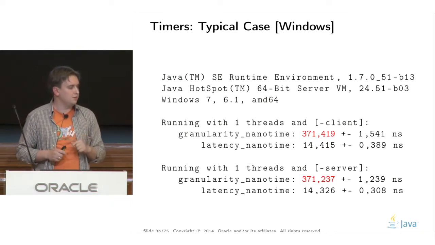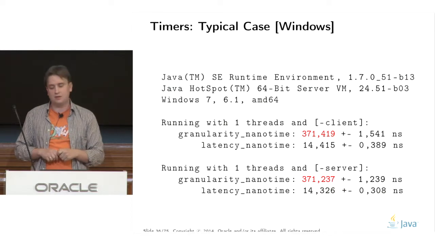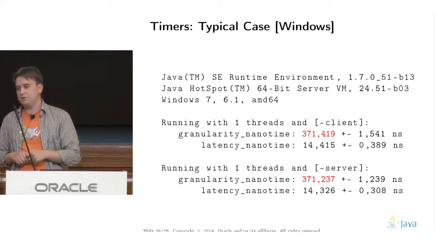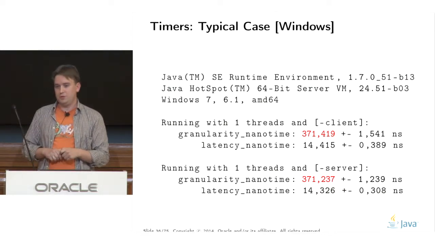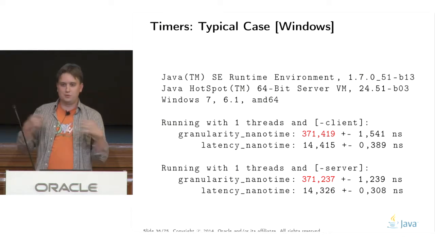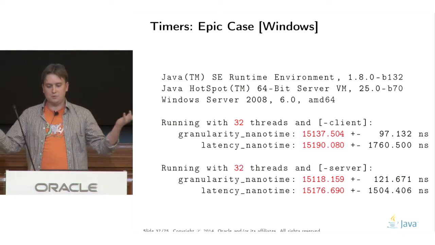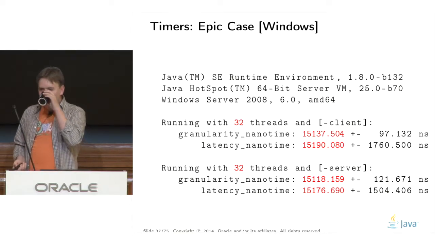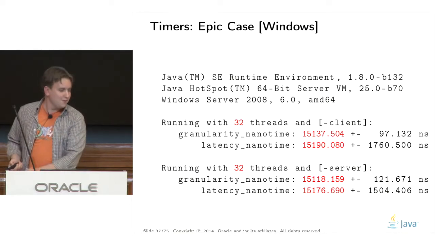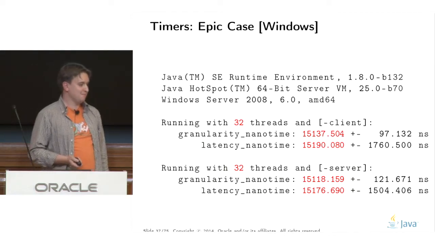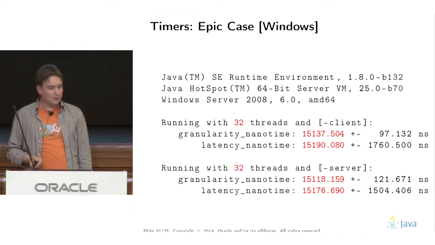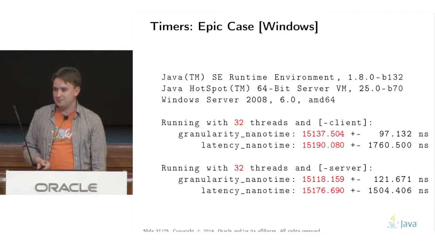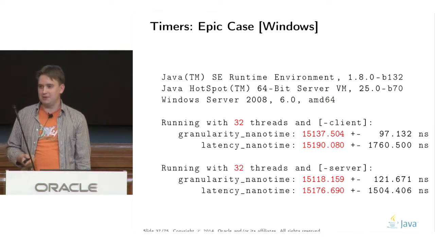But we also had Windows Enterprise Edition, which was running on a very large machine with 32 hardware threads. And we can try to run this benchmark with 32 measurement threads. This is what we have. So we have like 15 freaking microseconds to poll the time. And this is obviously a scalability bottleneck, right?